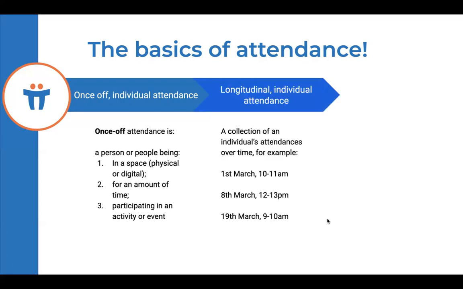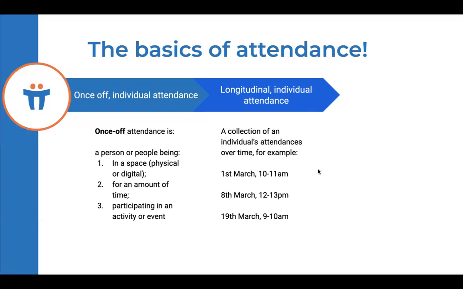And then we move on to longitudinal individual attendance. And that is a collection of individuals' attendance over time. So for example, your beneficiary attended on the 1st of March between 10 and 11 a.m., on the 8th of March between 12 and 1, and on the 19th of March between 9 and 10.